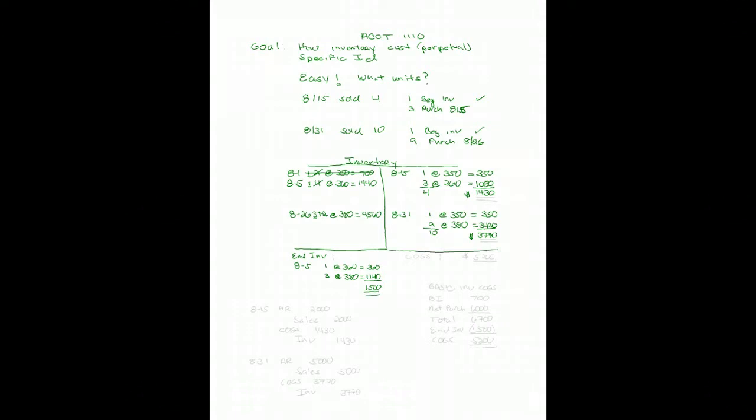And what's the cost of goods sold that I've taken out? Well, I've taken out $1,430 from my sale of 4 on August 15th, and I've taken out $3,770 from my sale of August 31st. Add $1,430 and $3,770 together, and that shows you my cost of goods sold is $5,200.